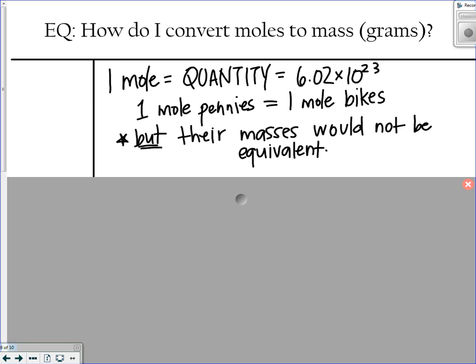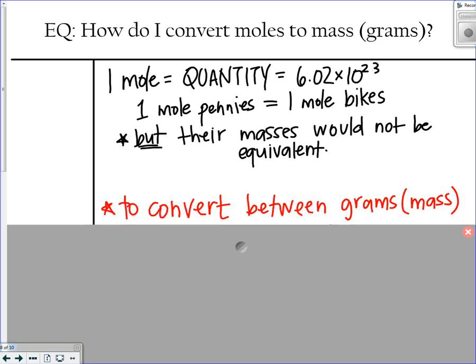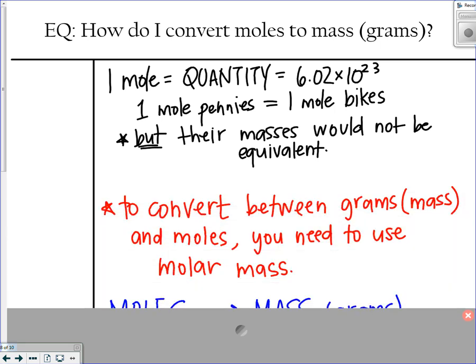And the reason, again, that we use it is because atoms and molecules are so small that we need to have a really huge number, like a mole, to be able to actually quantify them and count them in a way that we can see with our eyes. So this is a key idea right here.